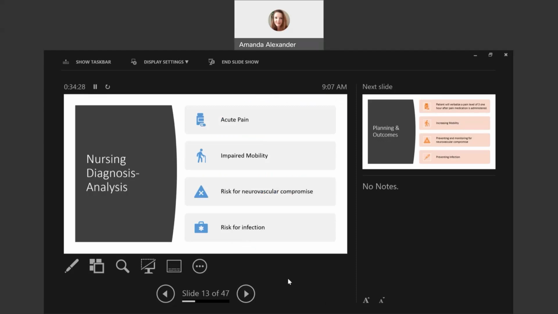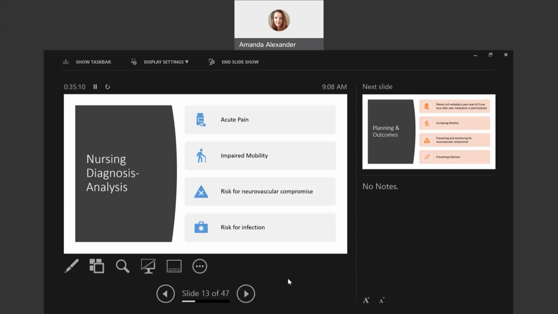And when we're talking about nursing diagnosis and analysis, consider that with a fracture, a lot of times the patient is going to have acute pain. They may have impaired mobility. They may have a risk for neurovascular compromise. Now, remember, neurovascular compromise is when there is a complaint of numbness and tingling to the extremity. They may not have a good pulse to the extremity, and they may find that they're not able to move it.